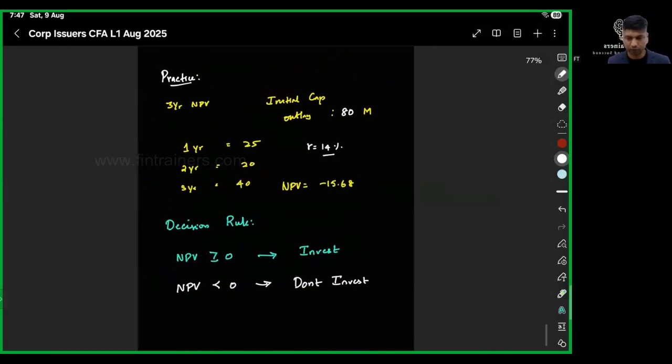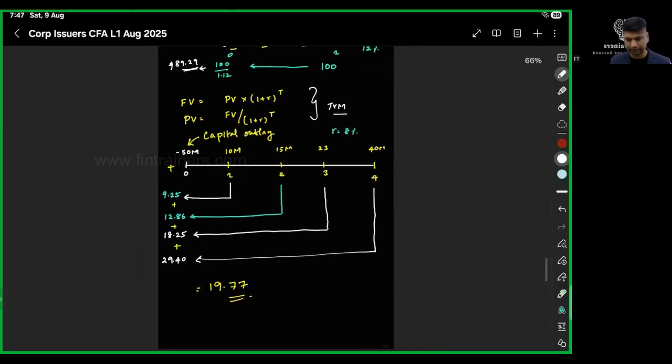If you are the CFO, you go to your CEO and you come up with this NPV for this project, right? We did this one, the first project, and the NPV was 19.77. How do you explain it to your CEO? Is this a profit? Is this a return? How do you say this? NPV. How does it help the company?